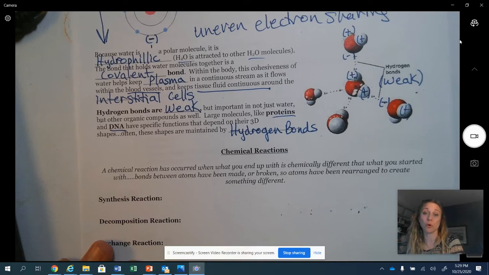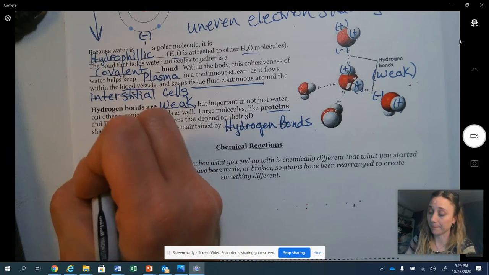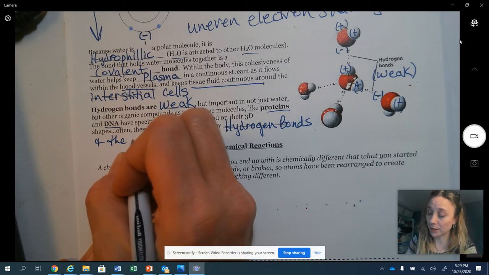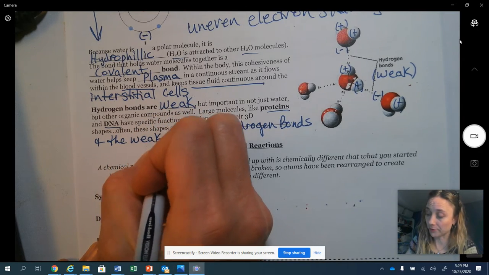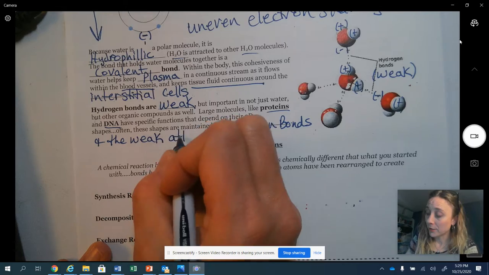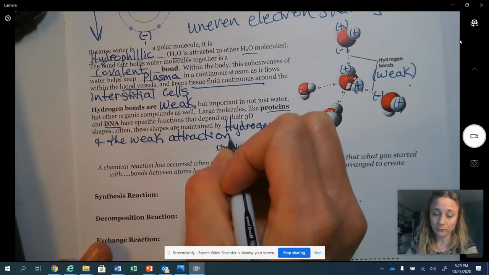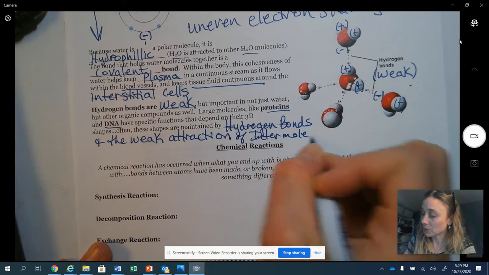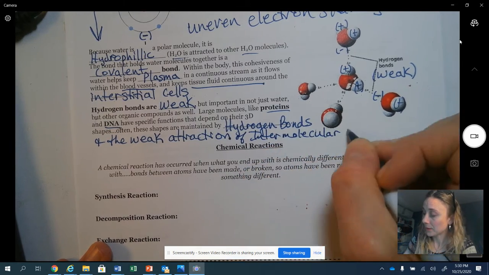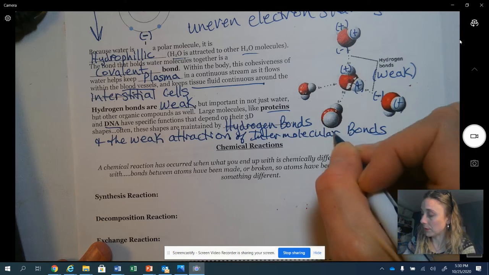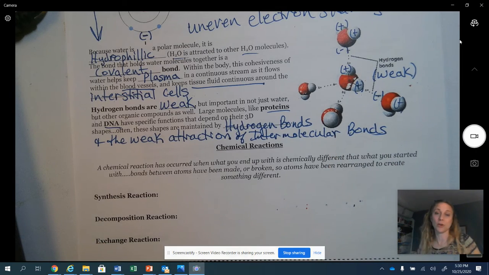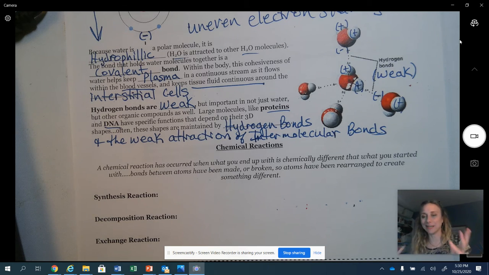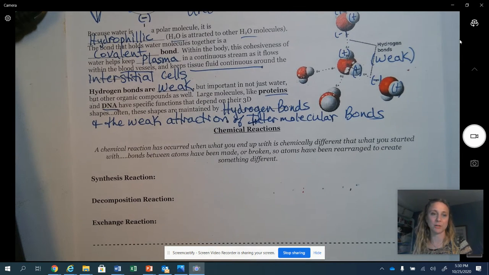So it's not super strong in these intermolecular bonds that are between two different molecules. That weak attraction of intermolecular bonds is all I'm going to say about that, because that's a whole ball of wax. Just know that they're going to be holding the DNA molecules together until it's time for them to split. It's not a big deal.